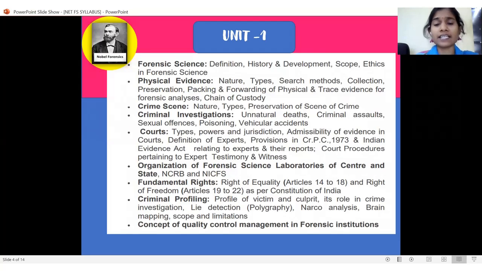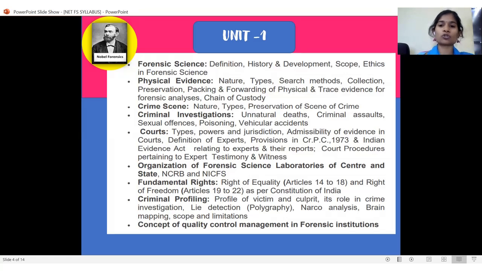Then physical evidences. There are different types of physical evidences based on different conditions, like biological evidence and chemical evidence. Again, based on the crime scene, there are movable evidences and immovable evidences. Then there are different search methods, and collection and preservation methods. There is no common method for the collection and preservation of all types of physical evidences; based on the individual type of physical evidence, we use different collection and preservation methods. Then criminal investigation in different types of crimes.